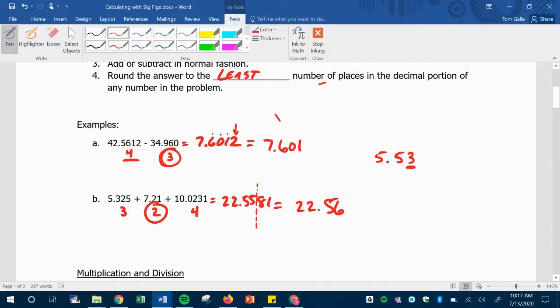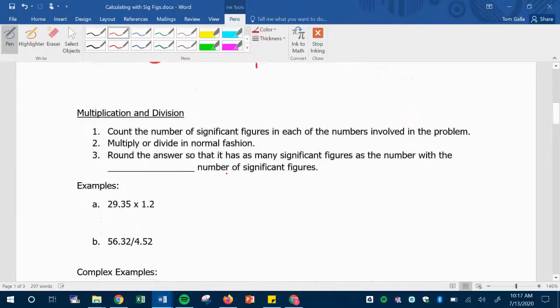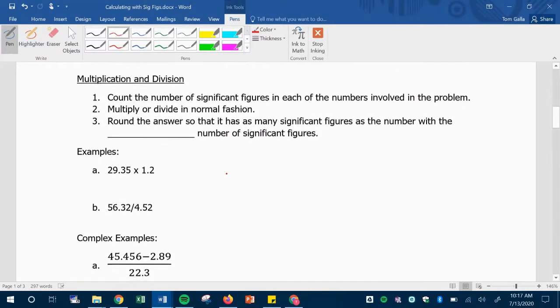All right, so that's it for our addition and subtraction rules. Now let's talk about the rules for multiplication and division. Now these rules are much easier overall. For these, you just count the total number of significant figures of all the numbers involved in the problem. Then you multiply or divide in normal fashion, meaning we just multiply or divide how we normally would. And we round our answers so that it has the same number of significant figures as the number with the lowest amount of sig figs or significant figures.